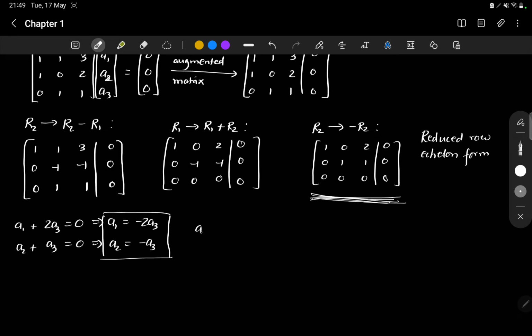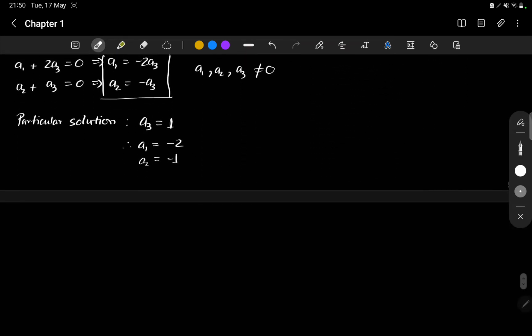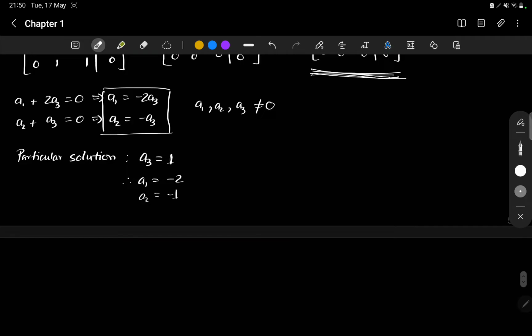Clearly what we have is A1, A2, A3 is not equal to 0, and for one particular solution, if we set, let's say, A3 equal to 1, then we will get A1 equals minus 2 and A2 equals minus 1. So we do have a particular non-trivial solution for the given system.